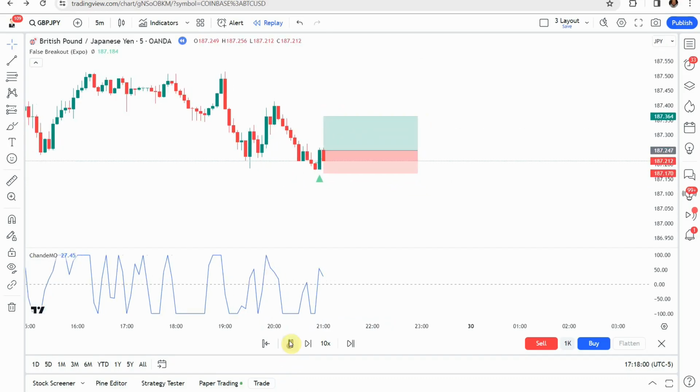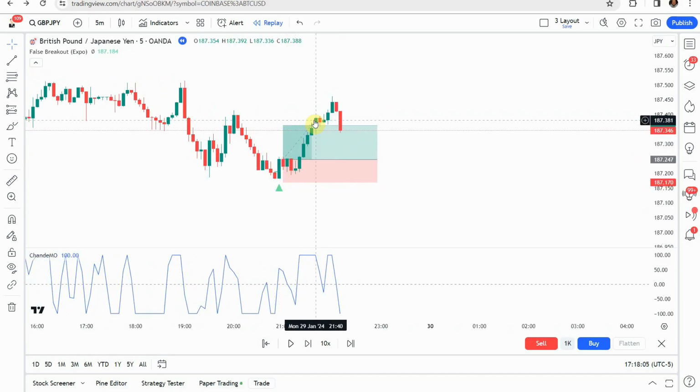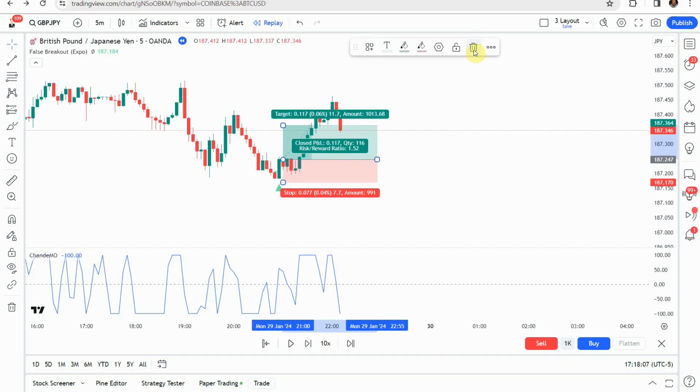Let's play this forward and see what we get. You can see that we make a really nice push up there, getting us to our take profit really nicely.